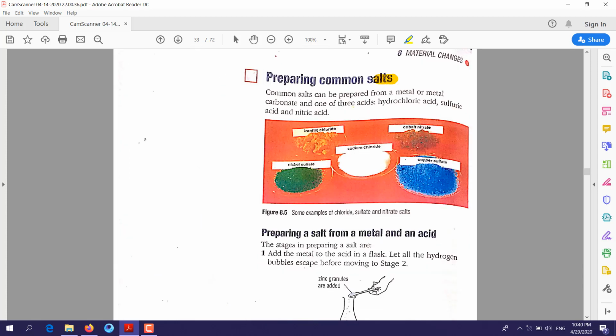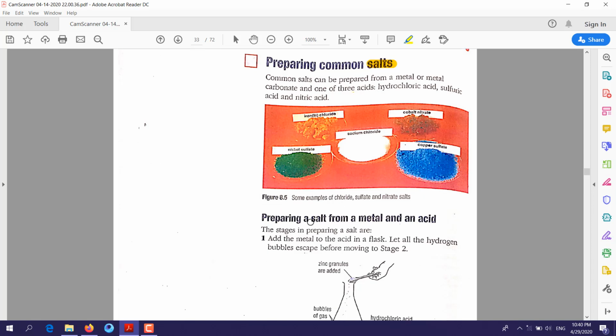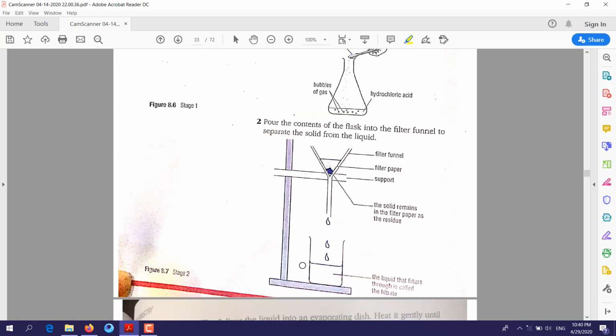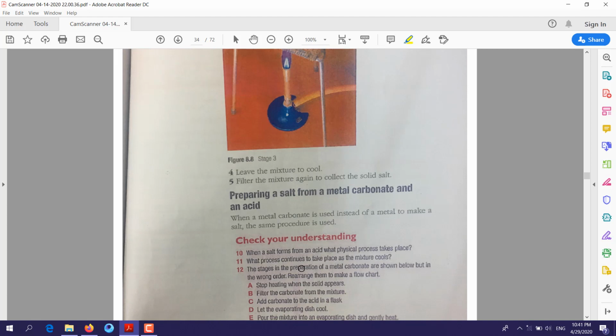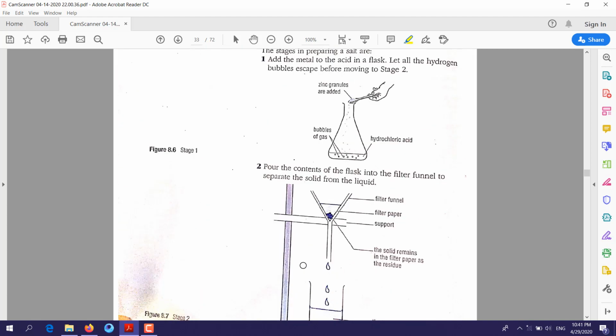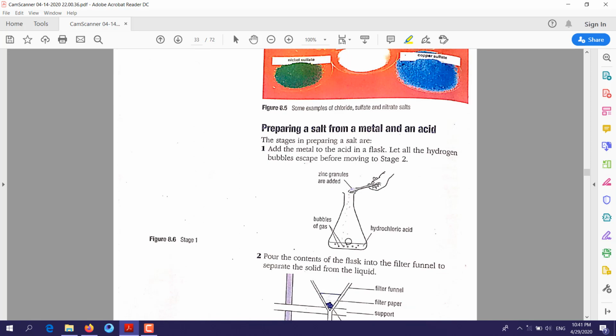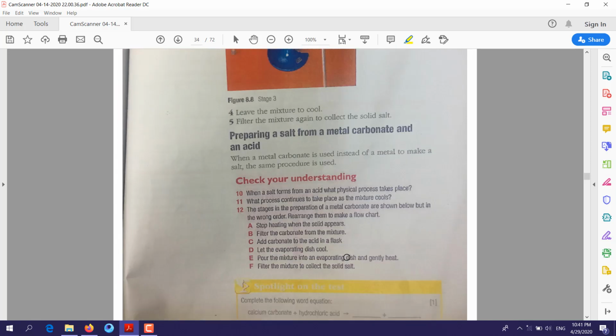Preparing salt. When you hear the word salt, directly the table salt comes to your mind. But in fact, it's not the only example of salt. We have different types, different examples of salts. How can we prepare salt? The way to prepare salt, you will need metal plus acid. When you have metal plus acid, you will get salt. So here we have some ways of preparing salt.